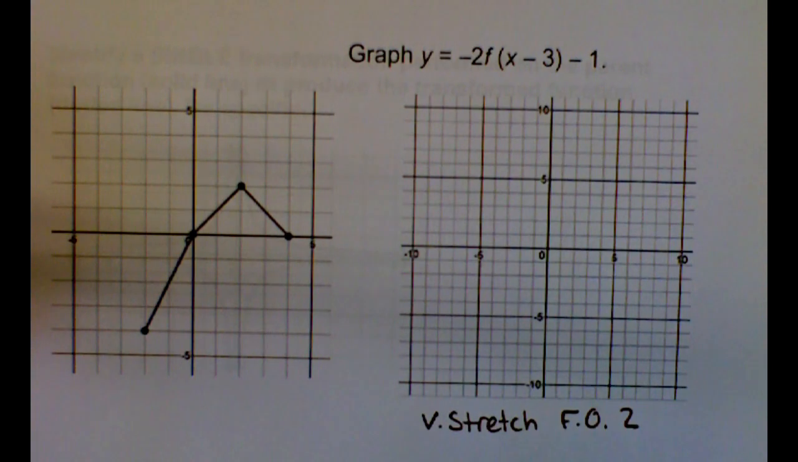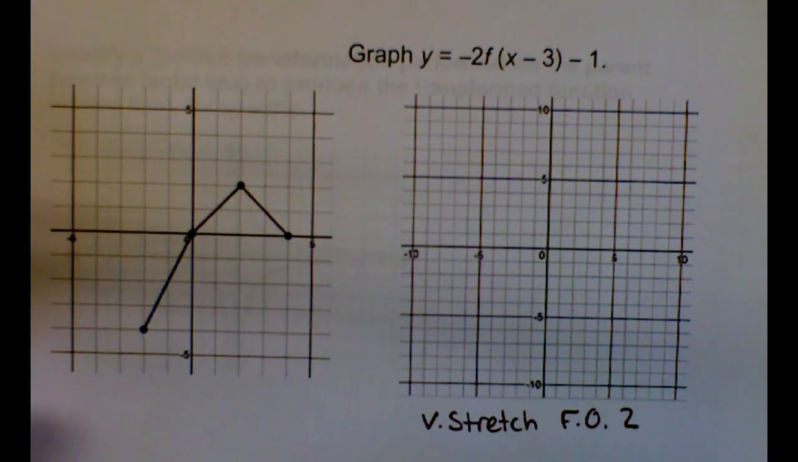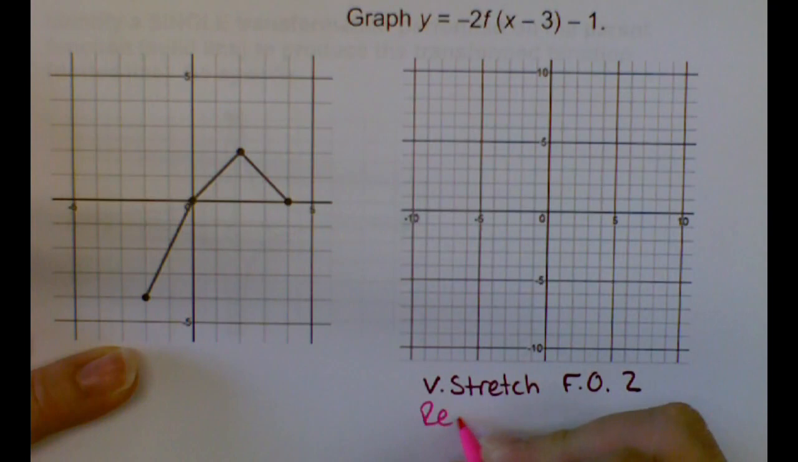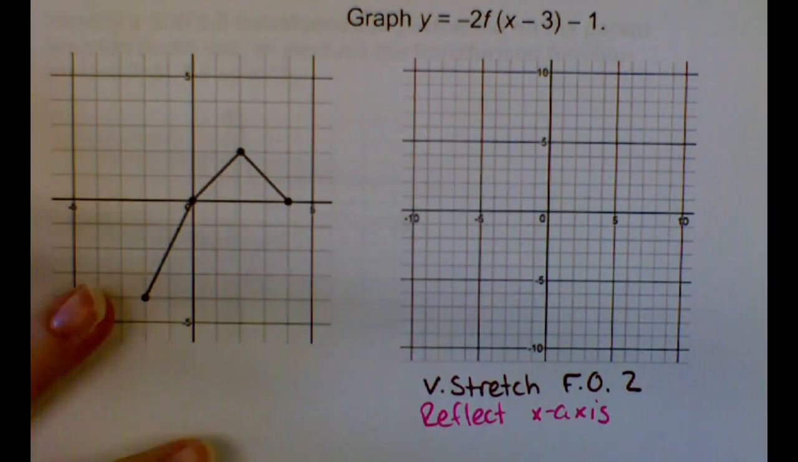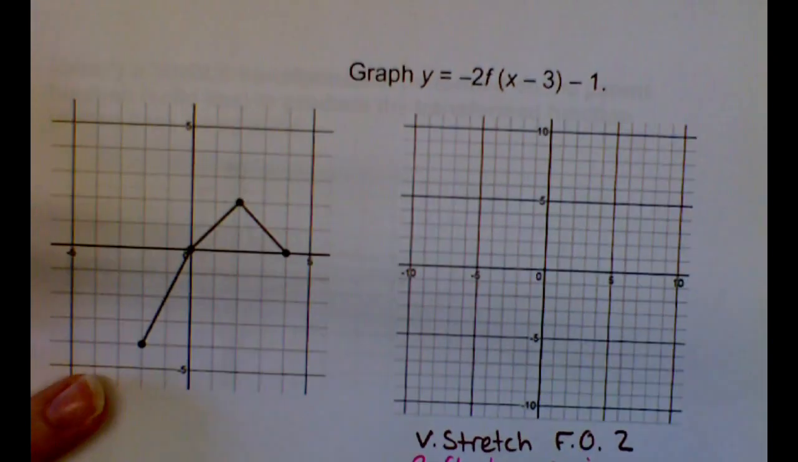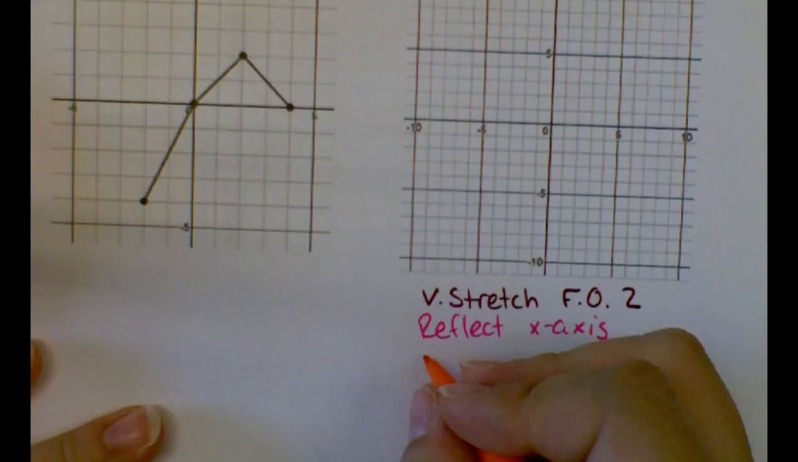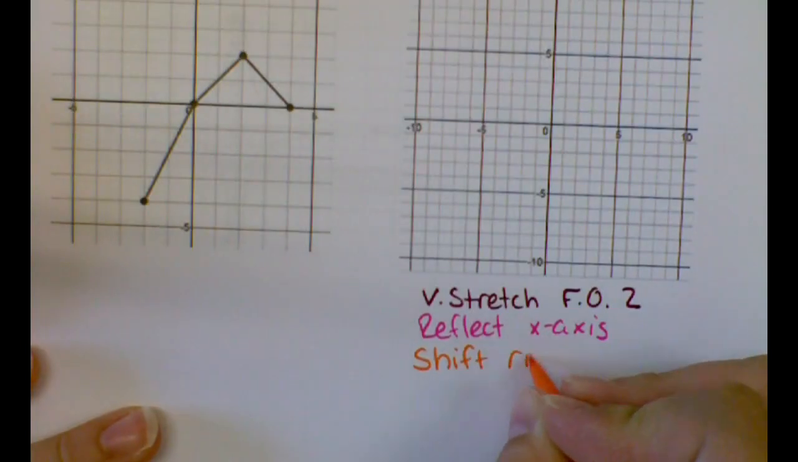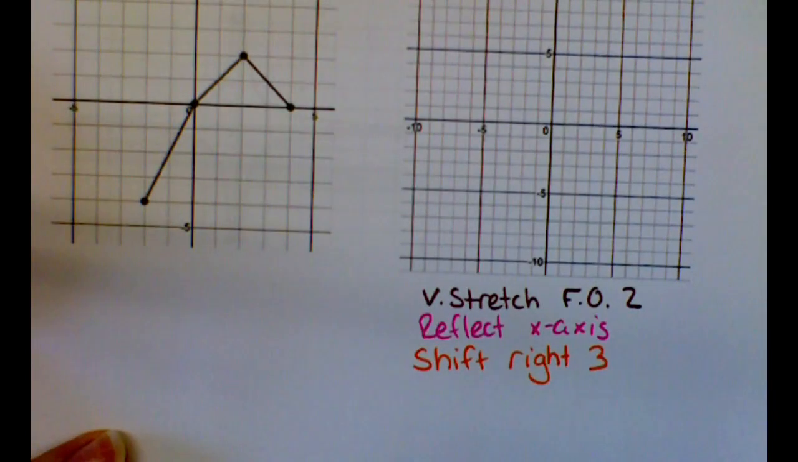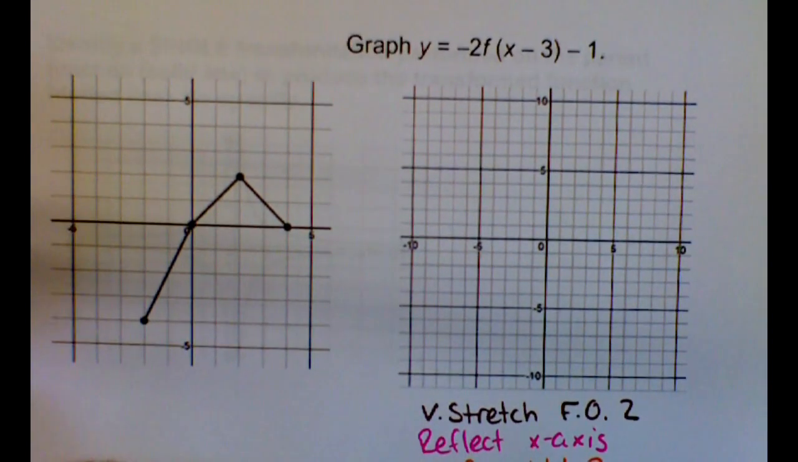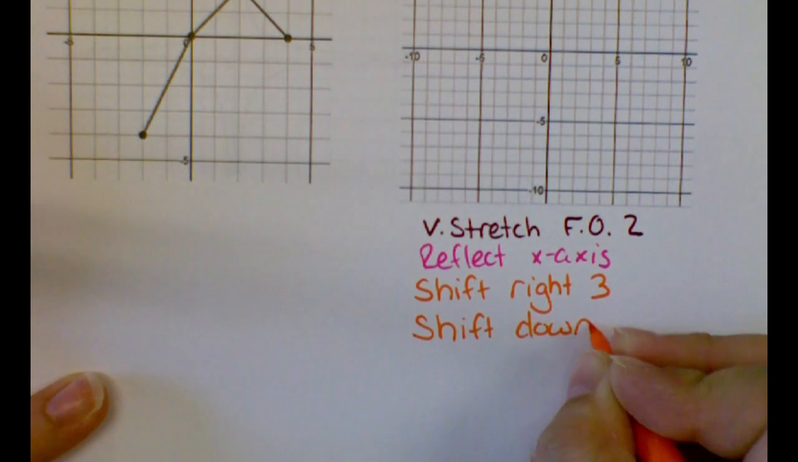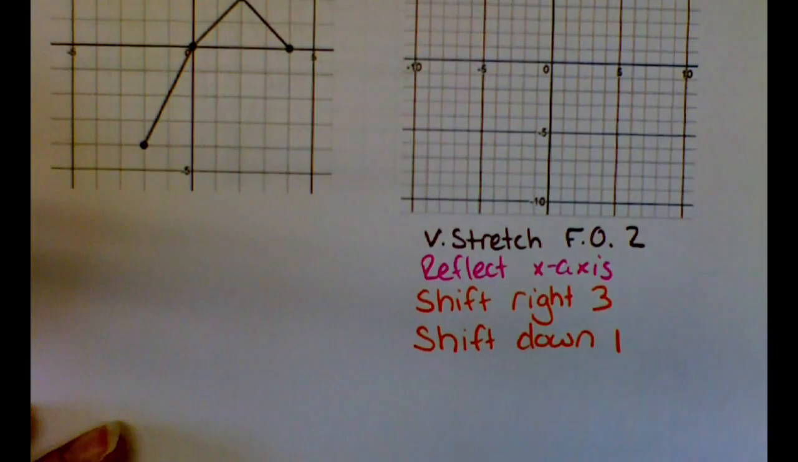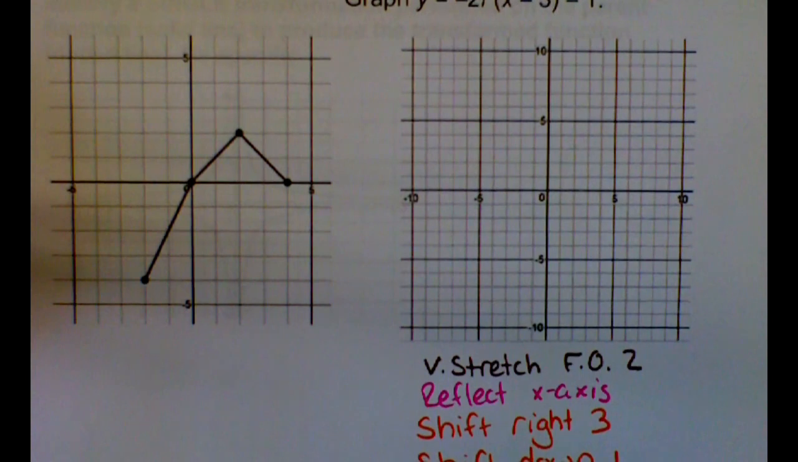I also have a negative out front, which makes it a reflection over the x-axis. We have a -3 in with the x, which is shift to the right 3. And on the very end, we have a -1, which is a shift down 1. You may notice I'm trying to color code this one, and I put the shifts both in the same color because I can do them at the same time.